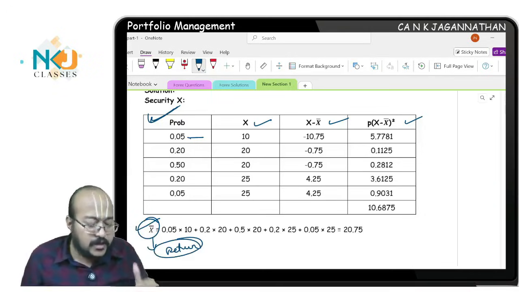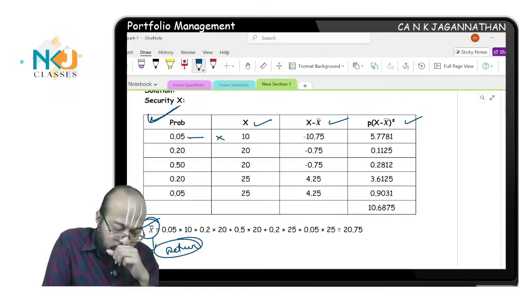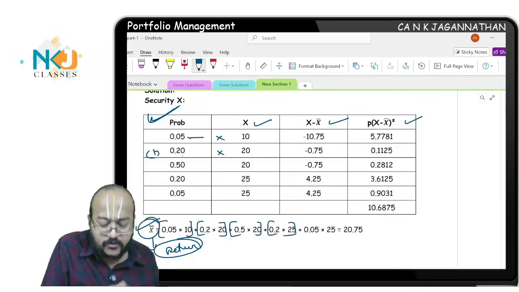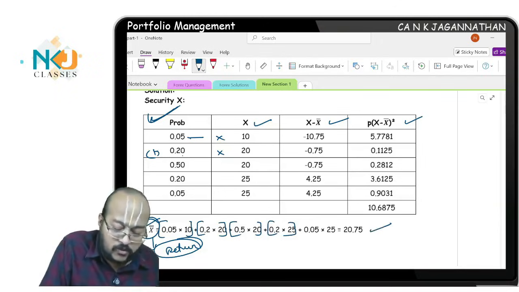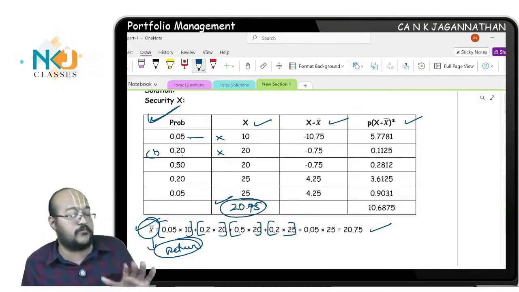Are you understanding? See, what is the x bar? 0.05 into 10 plus 0.2 into 20 plus 0.5 into 20 plus 0.2 into 25. Like this, you will compute the total. It comes to 20.75. The 20.75 is x bar, mean return.